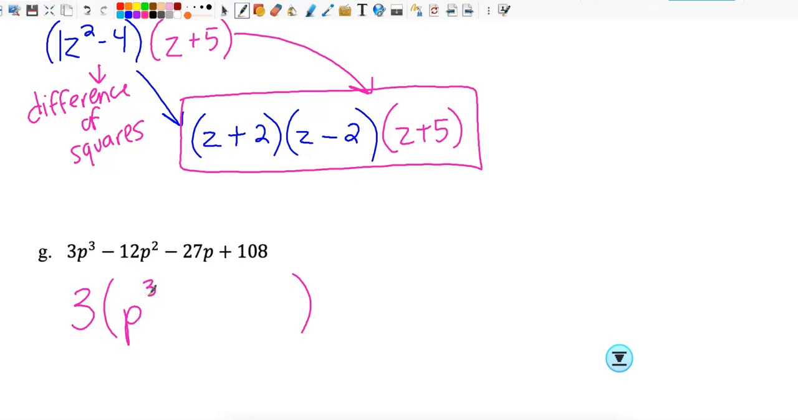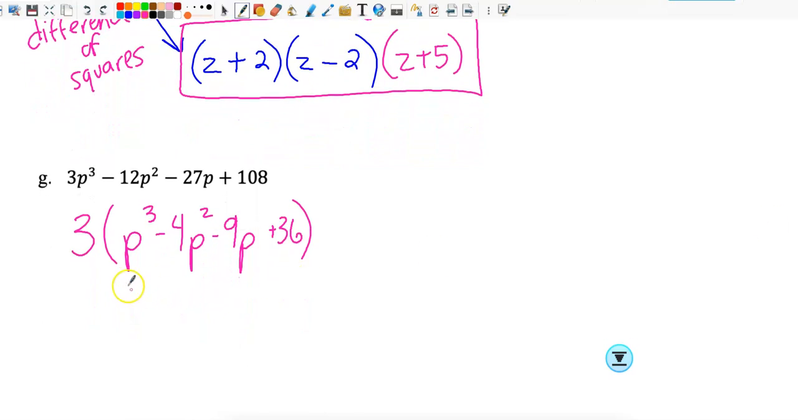Leaves me with p cubed. Negative 12 divide 3 is negative 4. P squared. Negative 27 divide 3 is negative 9. P. And then 108 divided by 3 is 36. Okay, so to get those numbers, we are dividing by 3. Now, this first parenthesis has 4 terms. There is no greatest common factor, so I'm going to factor by grouping. So I'm going to split this problem in half.